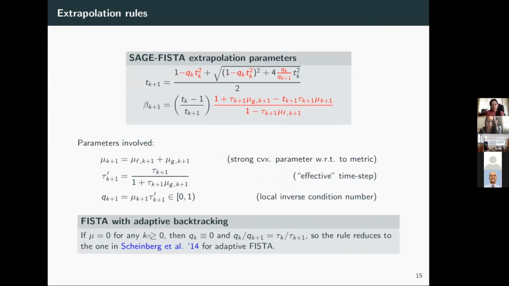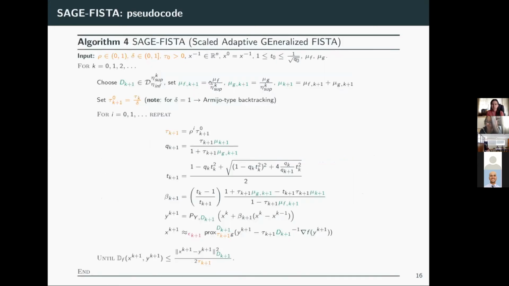Whenever you don't have strong convexity, but you allow, let's say, for adaptive backtracking, then you end up with the same sort of adaptive backtracking rule that we also had with Antonin, and which was proposed for adaptive FISTA in this paper. Okay. So this is the algorithm. I've basically given you the main idea already, so I won't go too much into the detail.